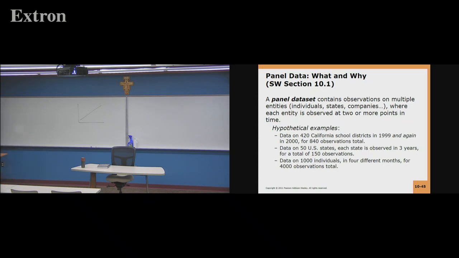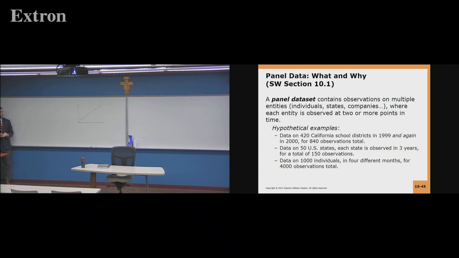If you take data for all 50 US states, we'll take it over a 3-year period. Or if you have 1,000 individuals over 4 months, you now have 4,000 observations in total. So basically what you have is several cross sections building up over time. In a true panel data set, it's going to be the same ones. So for instance, like the US states, you have all the same states, all the same variables over time.